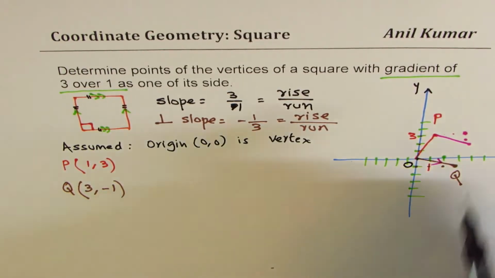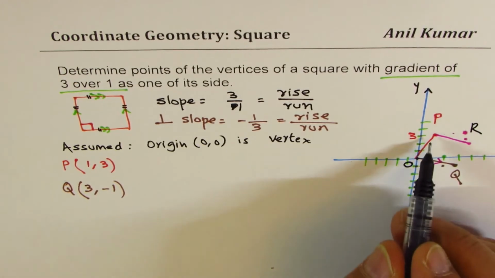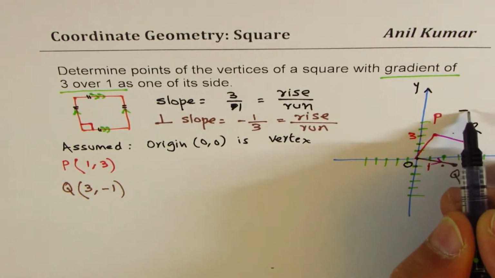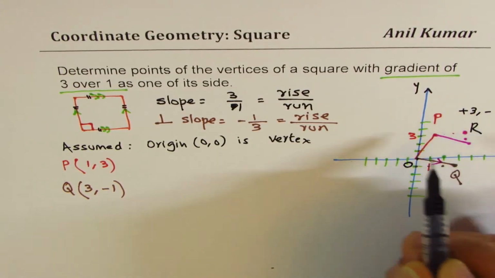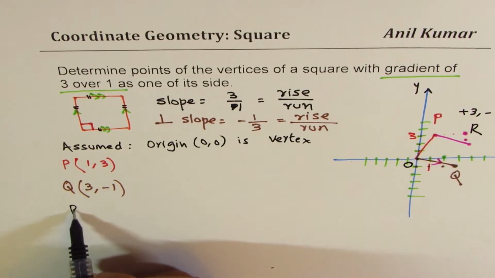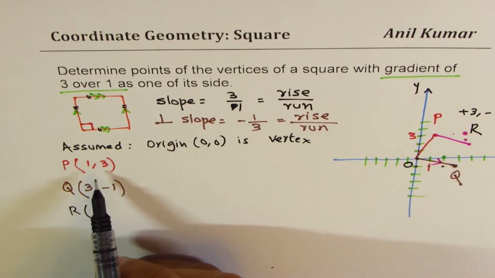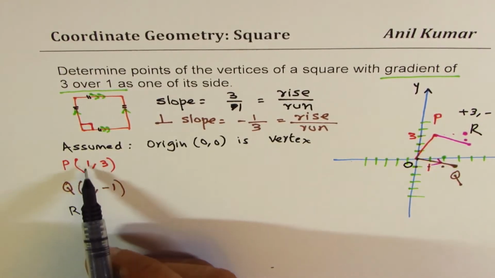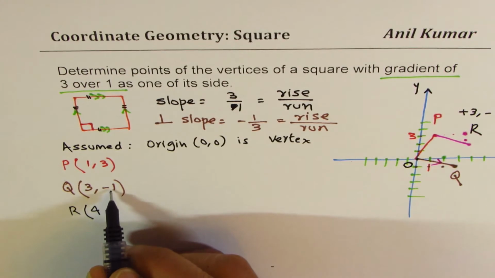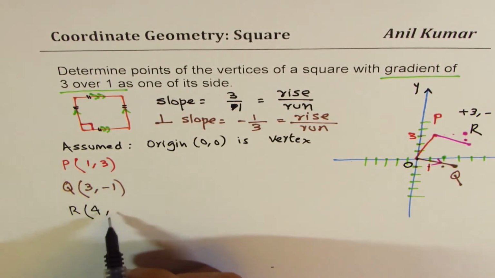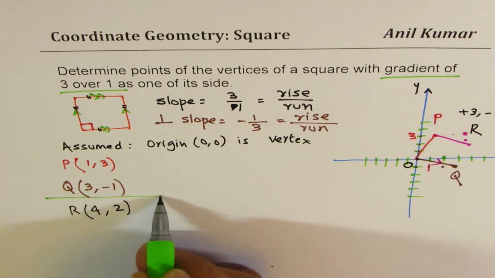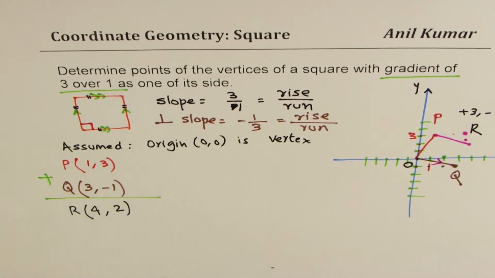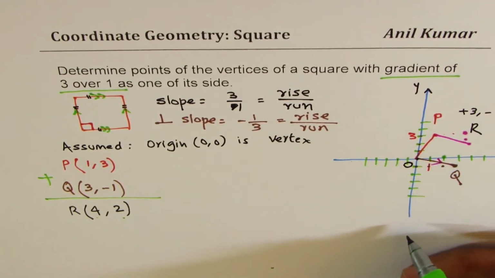So I reach a point R, which is plus 3 and minus 1 from P, right? So R will be, I have to add 3 to my X value, so I get 4, and minus 1 to my Y value, so I get 2. Do you see a simple math here? Add this 2. So you get 4 and 2. As you can see, that is how you get 4 and 2, right?